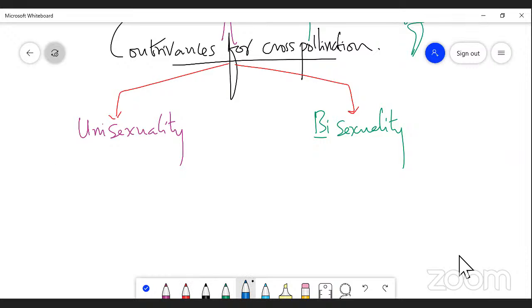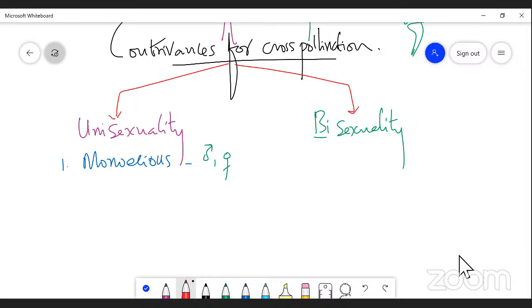That is, the first category is monoecious. Monoecious means, I like to draw the symbol for male. This is the male and the female flower. Both the male flower and the female flower, I mean androecium and gynoecium, are found on the same plant but on different branches, right? That is called monoecious. I repeat once again, monoecious is nothing but the presence of androecium and gynoecium found in the same plant. That is monoecious, right?